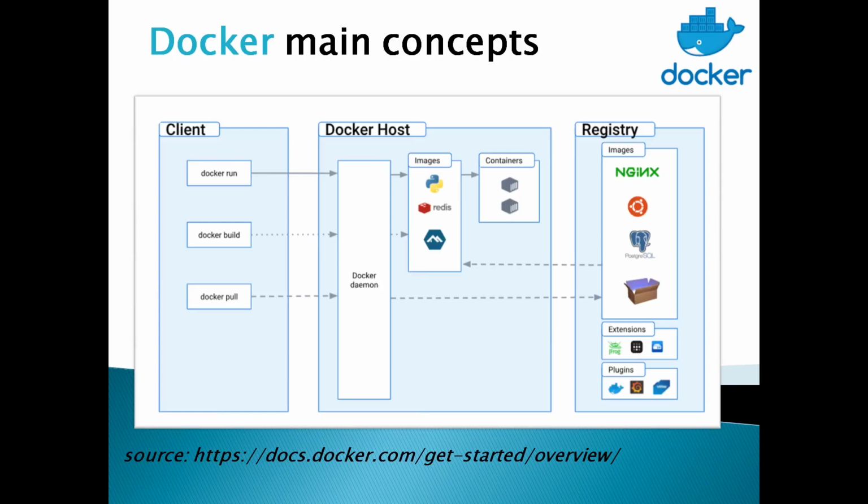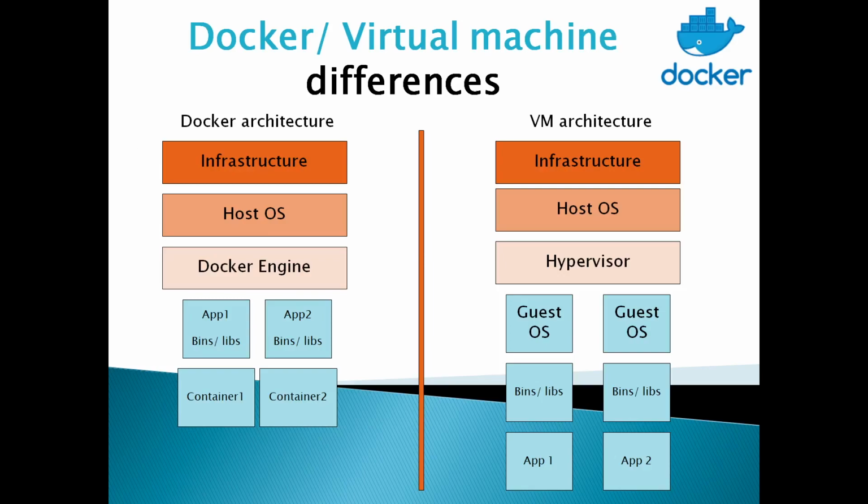A container is a runnable instance of an image. You can create, start, stop, move, or delete a container using the Docker API or CLI. Let's now see which are the differences with respect to virtual machines. Both technologies are used for isolating and managing applications, but they have some key differences.